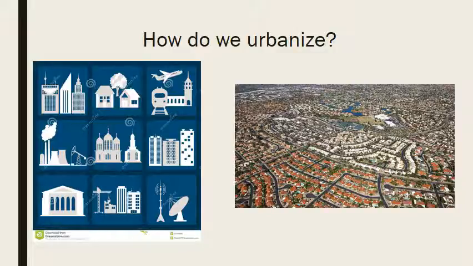So how do we urbanize? When we talk about urbanization, the first thing we have to talk about is infrastructure. We have to have the infrastructure in place in order to be urbanized and to extend our urban areas. So examples of infrastructure include those things that help support and manage the urban area. So we're talking streets, bridges, dams, power lines, schools, sewers, telecommunications, all of those things that support the urban area.